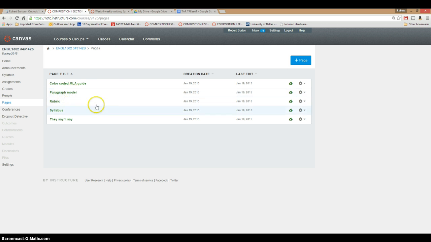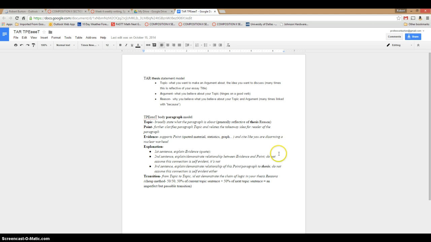It's the same model that I was referencing inside of the assignment where I said here's a thesis model, topic, argument, and reason, and the paragraph model where I said here's the topic, here's the point, here's the evidence and explanation. All those things come from this paragraph model. This paragraph model is in our class in Pages. Then you go to paragraph model, and it'll open up this document right here.